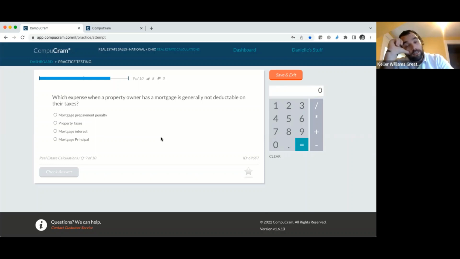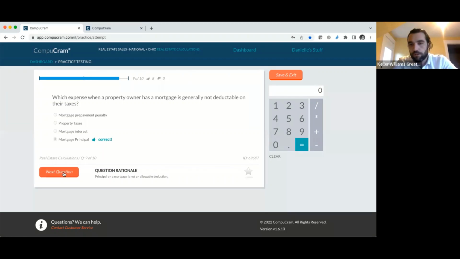Mortgage interest is deductible. Property taxes are not deductible, but since this is a question about what is deductible from your taxes, taxes aren't deductible from taxes. That's a wrong answer for a different reason. What is not deductible is what you pay on the mortgage principal. Principal on a mortgage is not tax deductible. Interest on a mortgage is. Prepayment penalties are. The fact that property taxes is in there is just a poor show on the question writer's part.